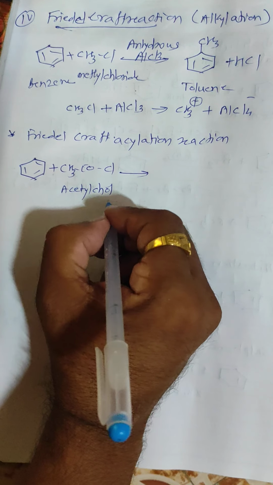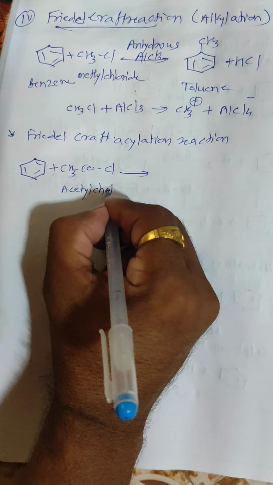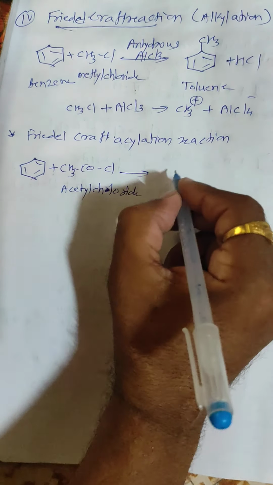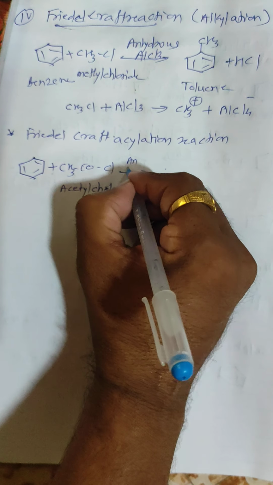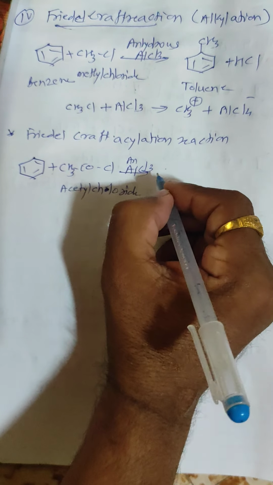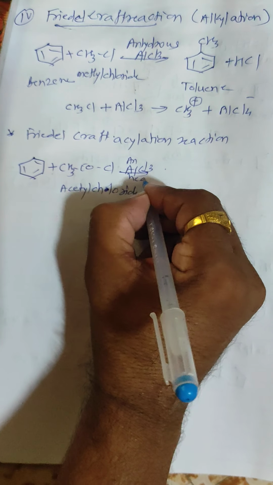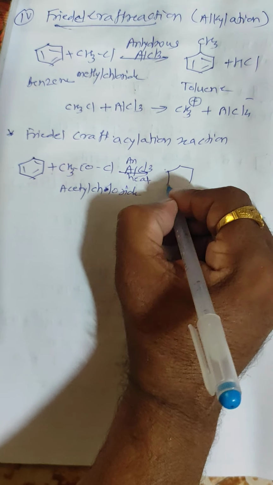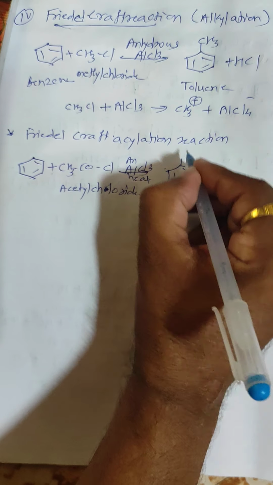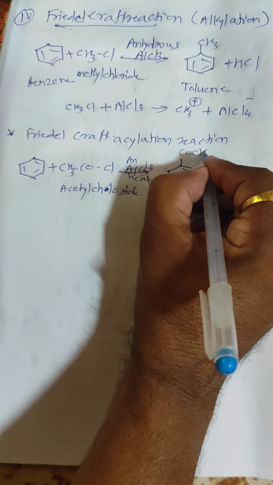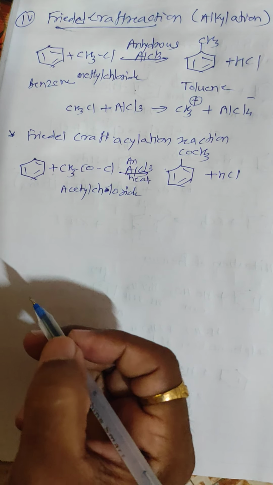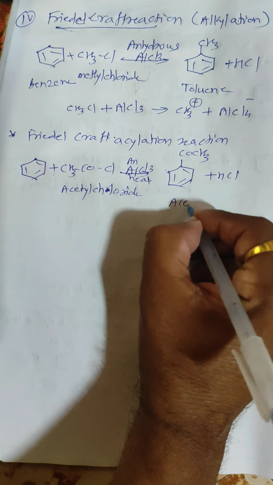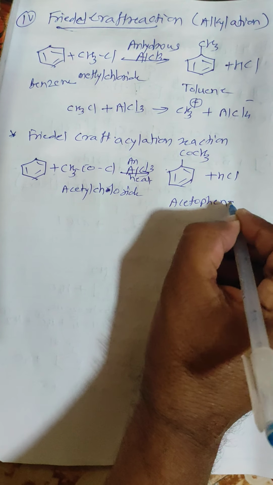In the presence of anhydrous AlCl3, they are heated together to form COCH3 (attached to the ring) plus HCl. It is also called phenyl ethanone, or acetophenone.